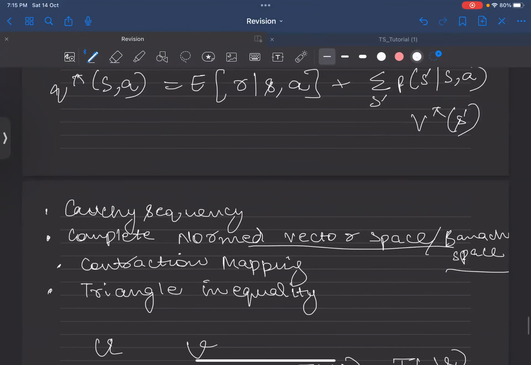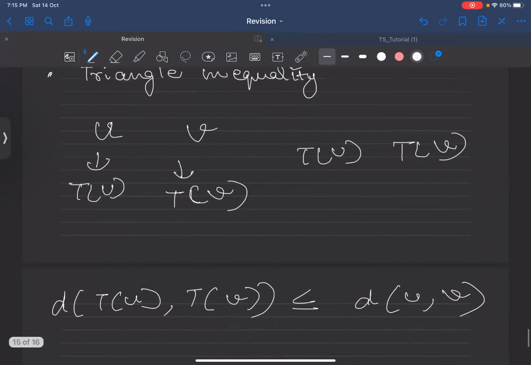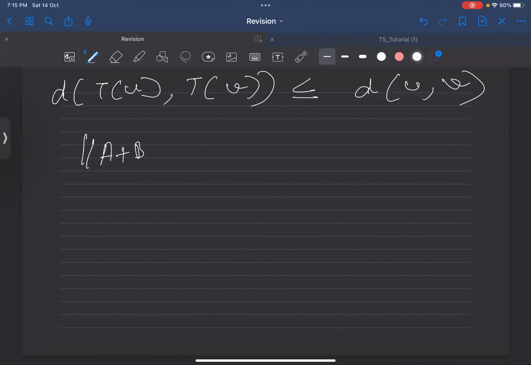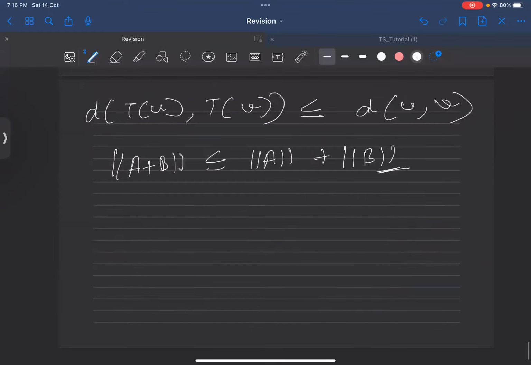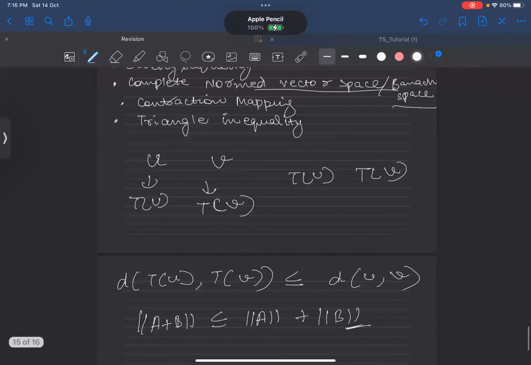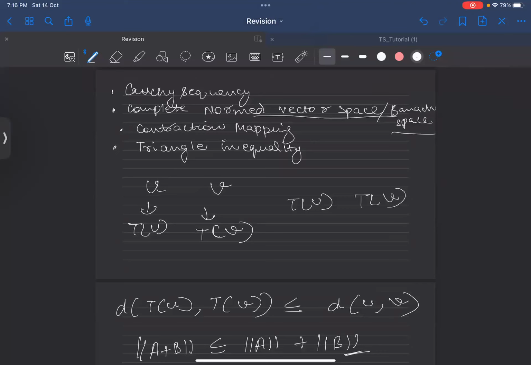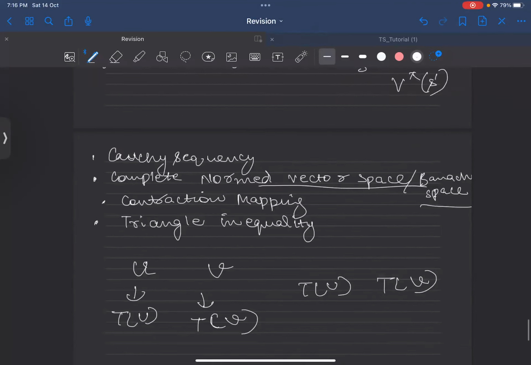Then what is the triangle inequality? These are the concepts which I'm saying. What is this? This is a norm. We are basically taking the supremum norm here, which measures the size or length of the function. Max norm basically. Are these four concepts okay?